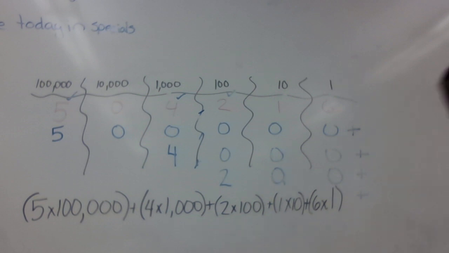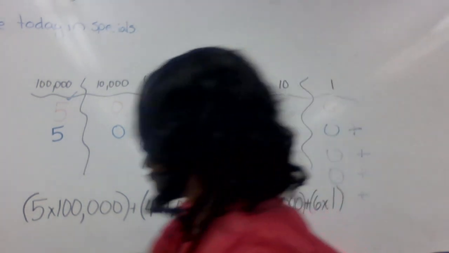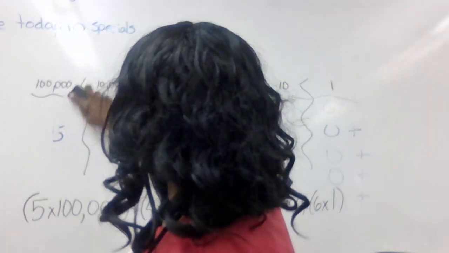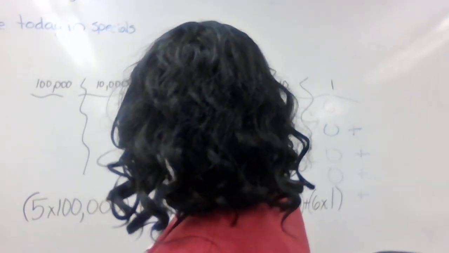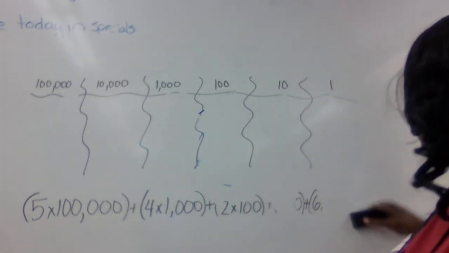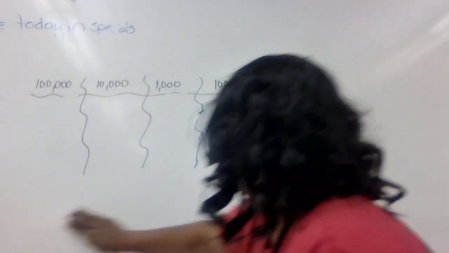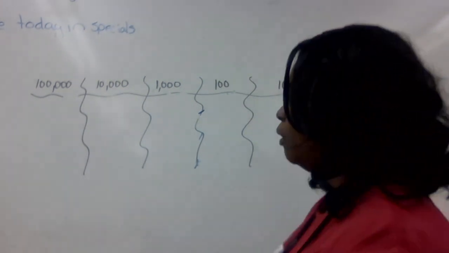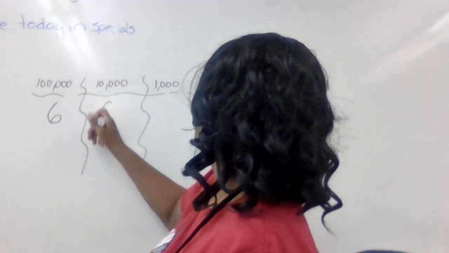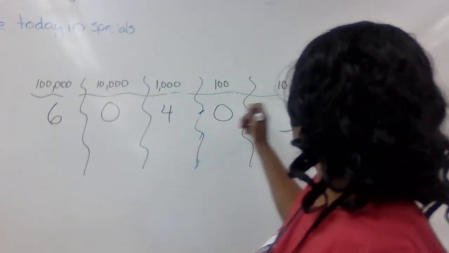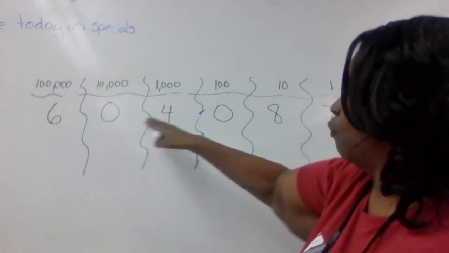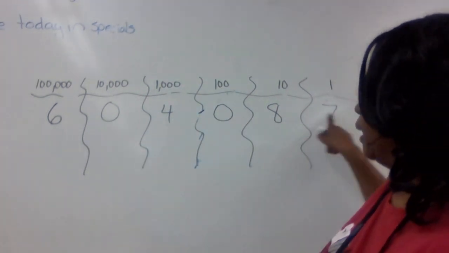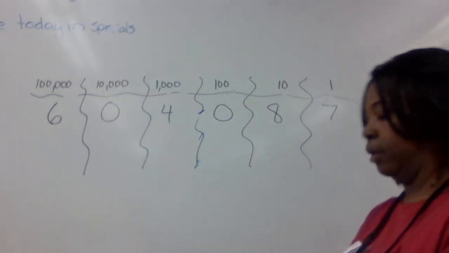Okay? So now let's do another one. And I'm going to have pauses in here for your student to say what I'm asking or what goes there. So I'm going to leave little pauses. Okay, so let's work out this one together. Let me erase this. Okay. So the number we have here, 604,087.